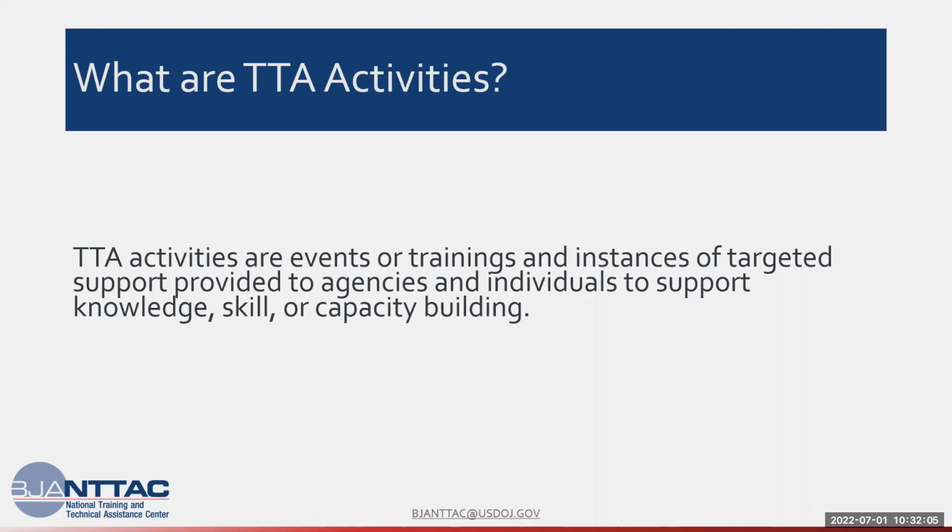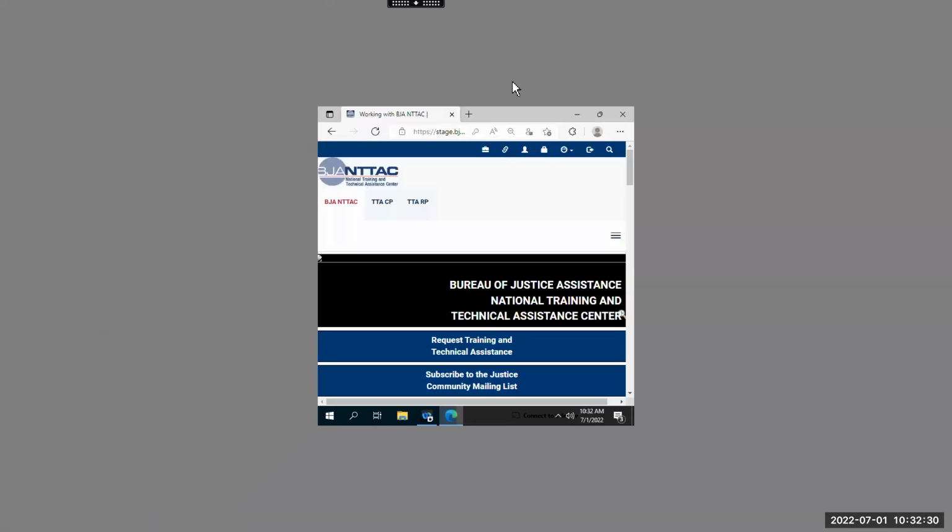TTA activity information is also used by BJA managers to ensure grant activities are progressing on track and to identify where additional support may be needed. TTA activities should be identified in the TTARP during planning stages and then updated through the progression of the activity as necessary. I'm going to now demonstrate how to enter a training and technical assistance activity on our staging site.